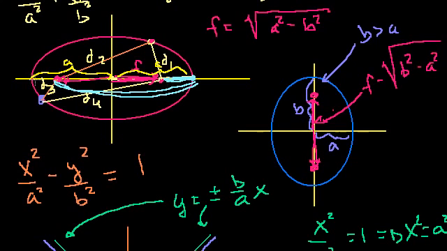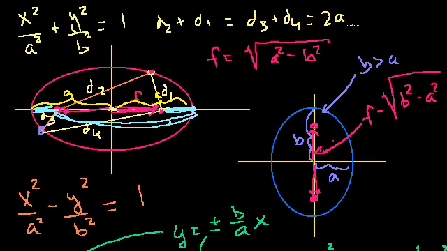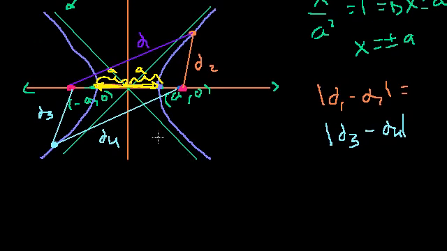Because this distance was the same as this distance. So this plus this is the same thing as this plus that, which is 2a, right? So the entire time, the constant, the sum of the distances to the two foci, was equal to 2a. Now in the hyperbola, what is the difference of the distances to the two foci?